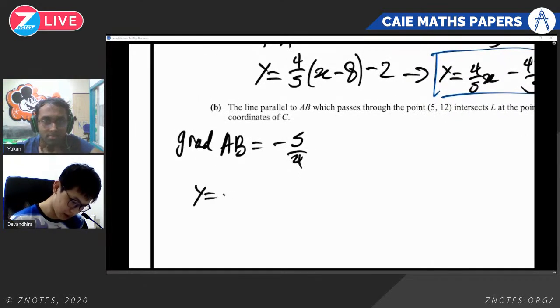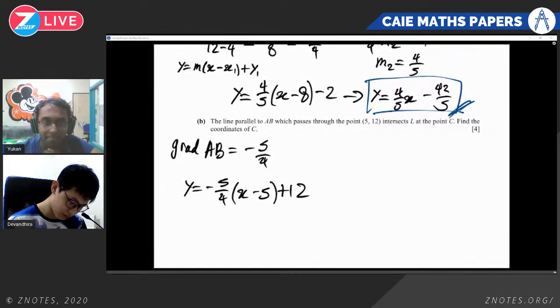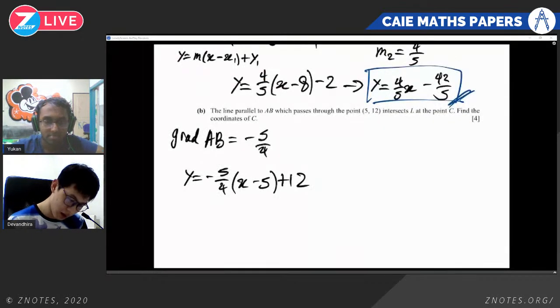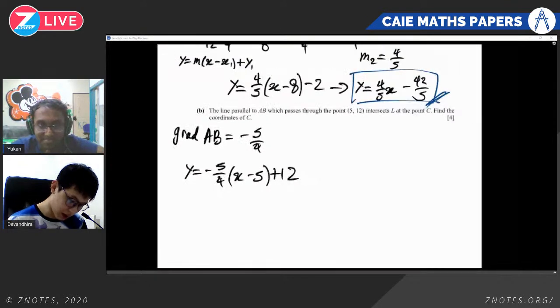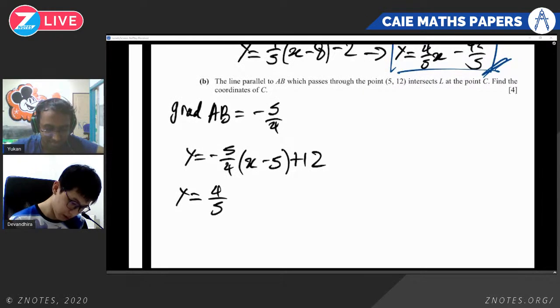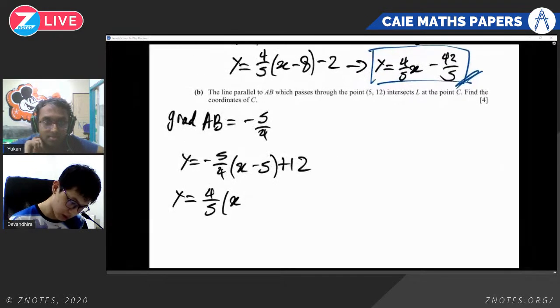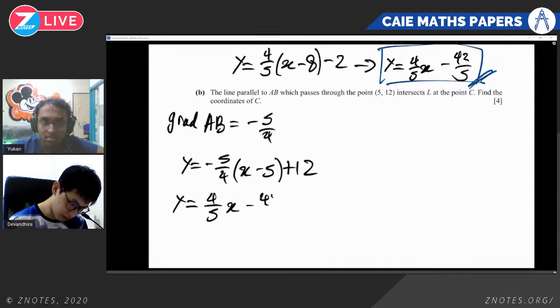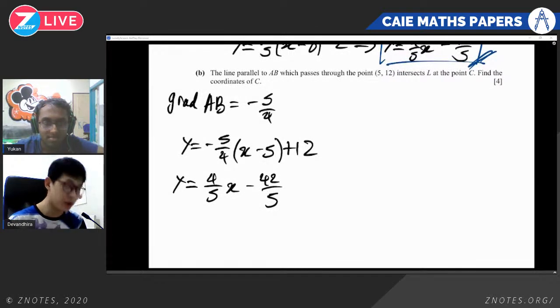Let's write that down again. Negative 5 over 4 is the gradient. The equation of the line: y equals negative 5 over 4 times x minus 5, plus 12, correct? Through this formula again, same thing. And it intersects L. That means we have a simultaneous equation here: y equals 4 over 5 x minus 42 over 5. Okay. So far, so good?